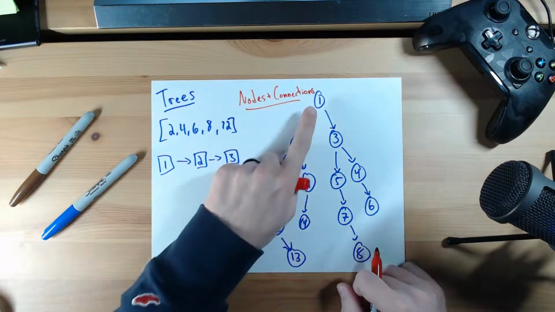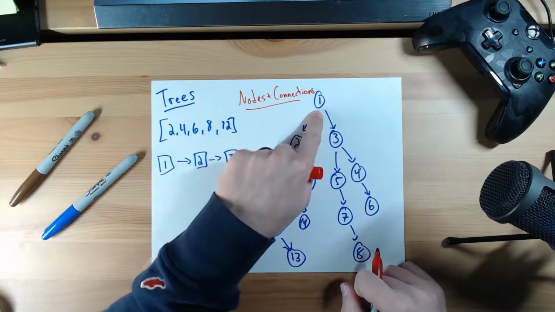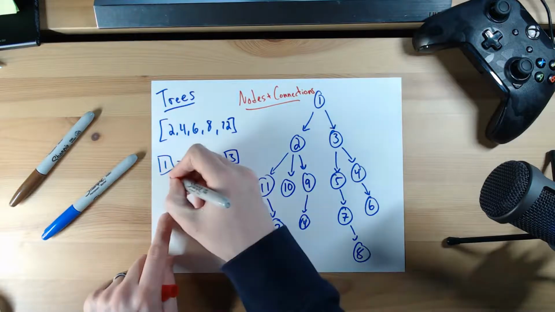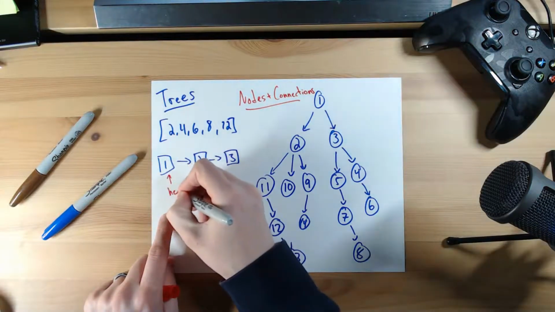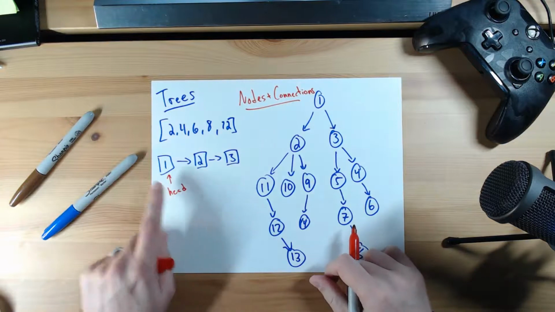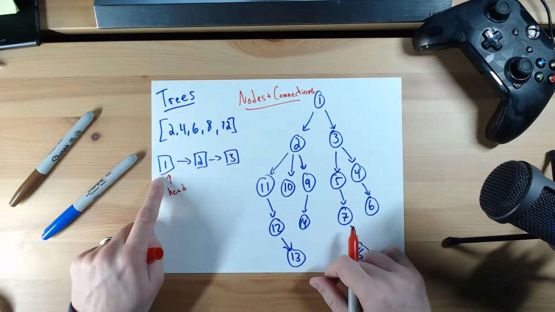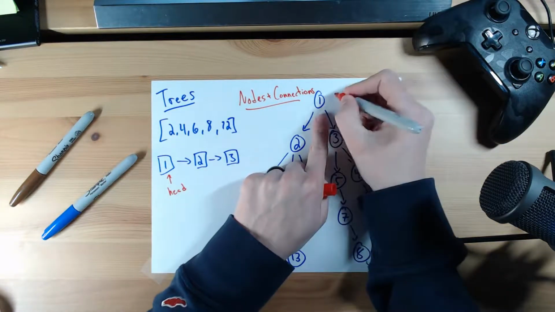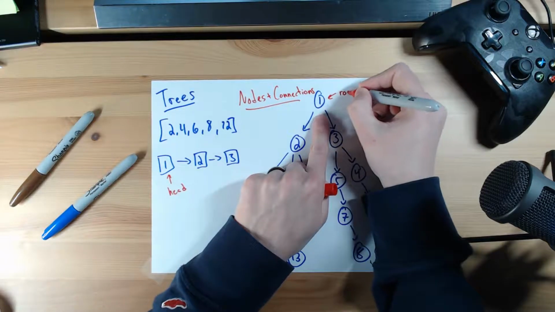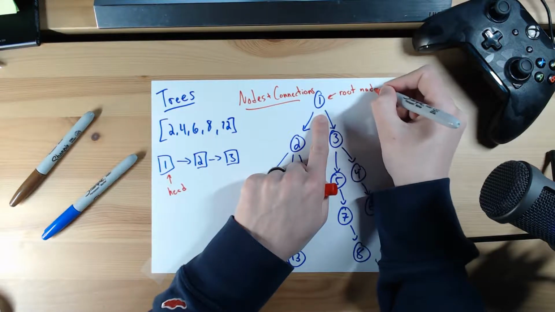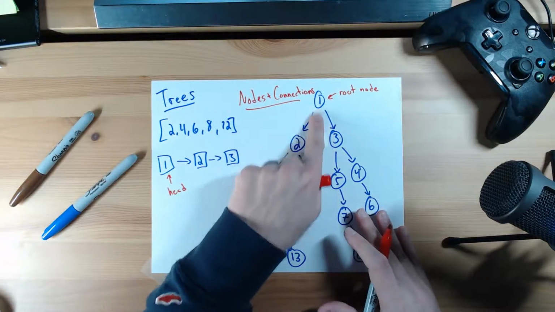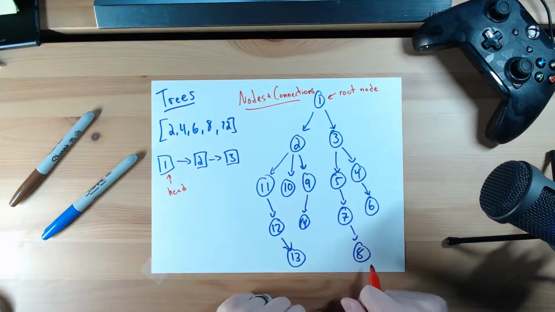The next thing, this one up here at the top. With linked lists, this is pretty commonly referred to as the head node, meaning it's at the very, very beginning of this data structure. Here in a tree, this is commonly referred to as the root node, meaning it's the base node that everything else is attached to, right?